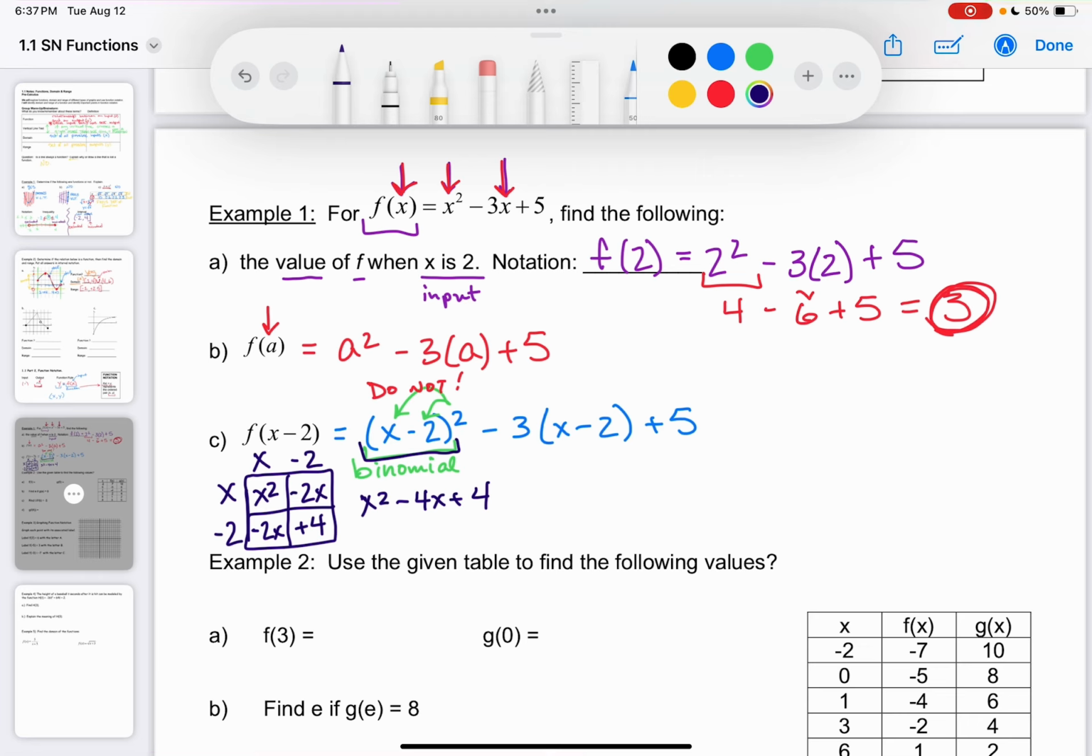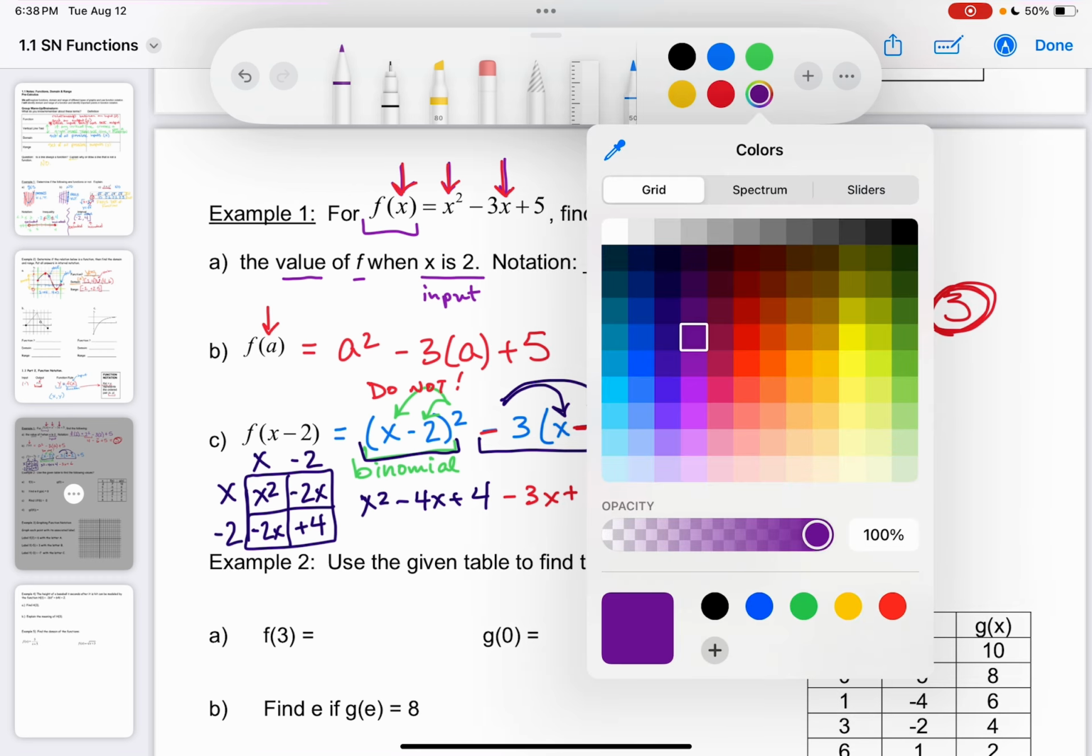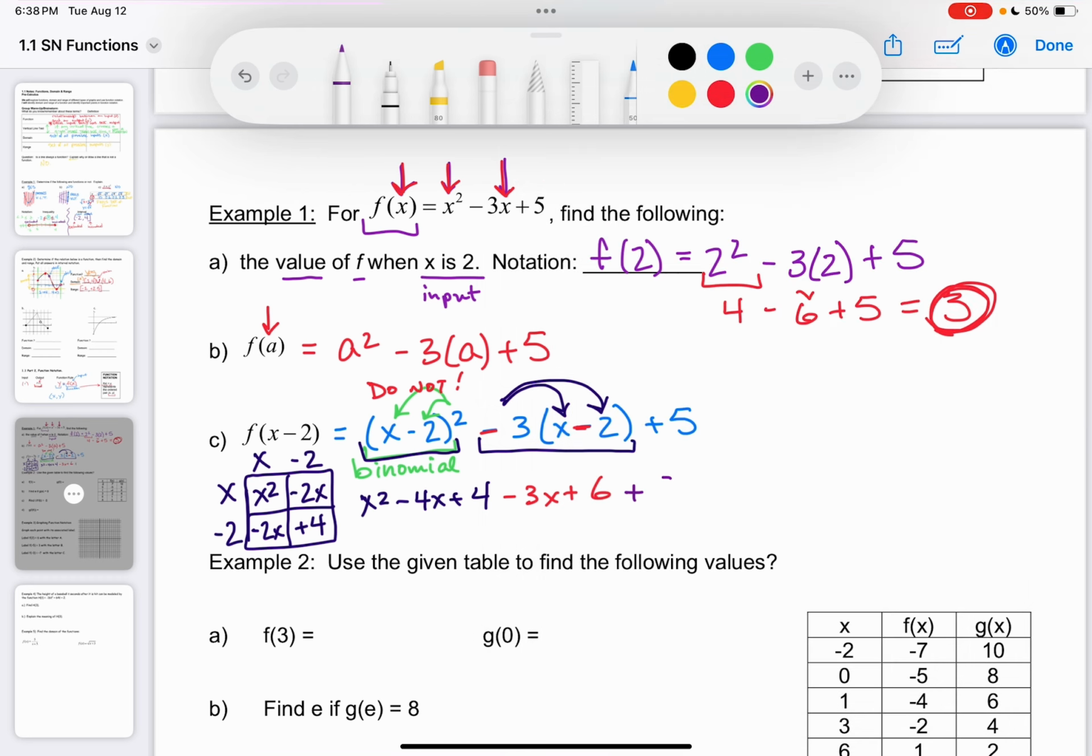Next, this section, this is going to be distribution. So negative 3 times x. I'm going to write this in a different color just so they kind of stand out. Negative 3 times x is negative 3x. Negative 3 times the negative 2, negative times a negative, is a positive. And then the very last thing here on the end, plus 5. Now, I worked out all of this stuff so far.